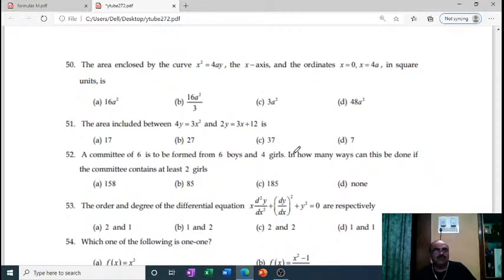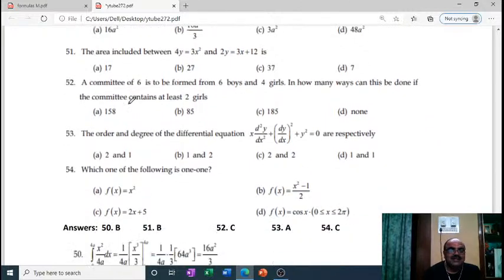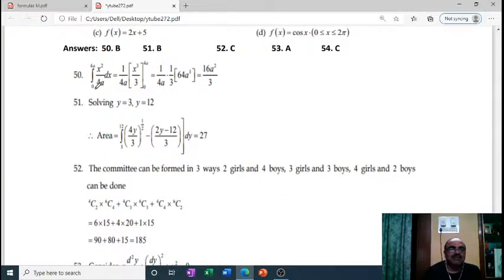Last 5 problems to you. The area enclosed by the curve x square equals 4ay, the x-axis and the ordinates x equal to 0, x equal to 4a in square units is. The enclosed area is x square by 4a and the limit tends from 0 to 4a. Integral of x square, see when you have 4a constant, take it out, 1 by 4a. Integral of x square is x cube by 3. And the lower limit is 0 and upper limit is 4a.